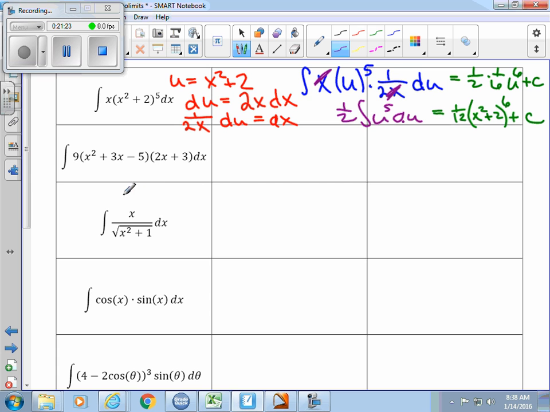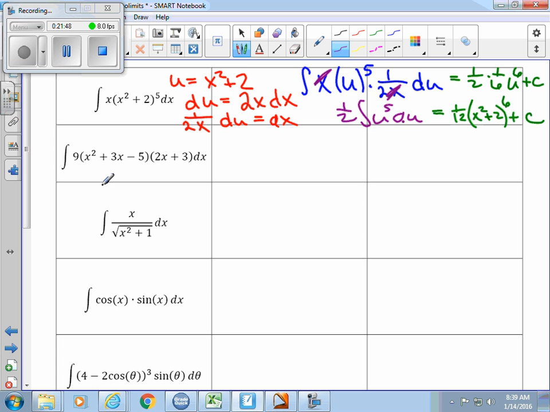Why do I need something? Why can't I just take derivatives as it sits? It's a multiplication problem. It's product rule, right? So I have a problem, can't do a product rule. So I'm going to pick the more complicated looking piece. That's our go-to, which is x squared plus 3x minus 5.